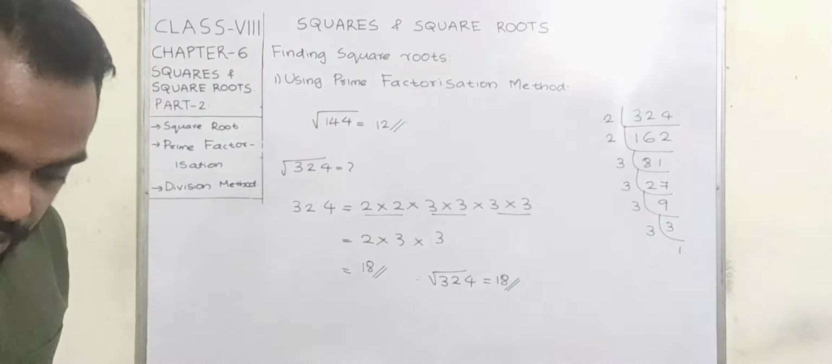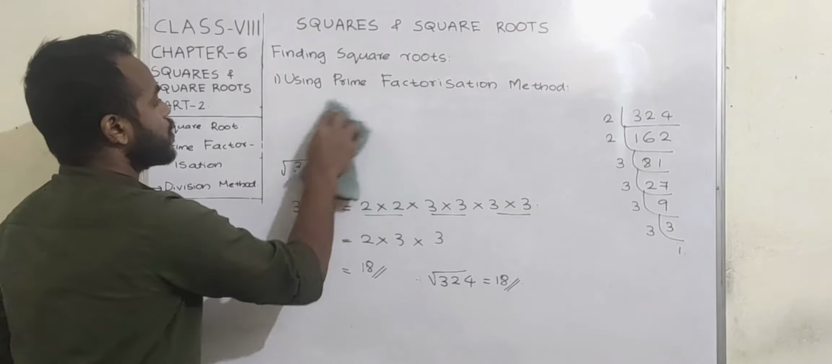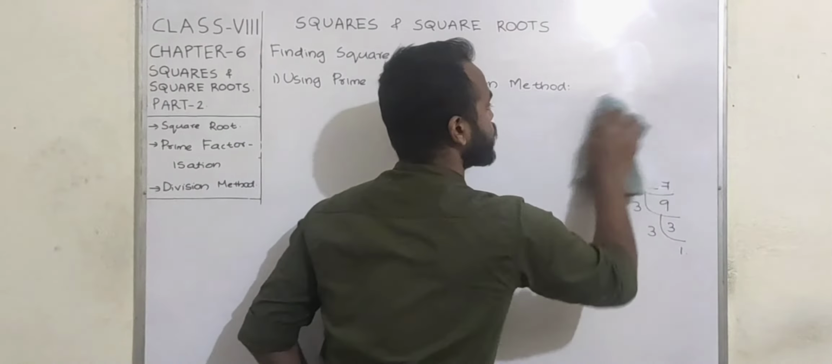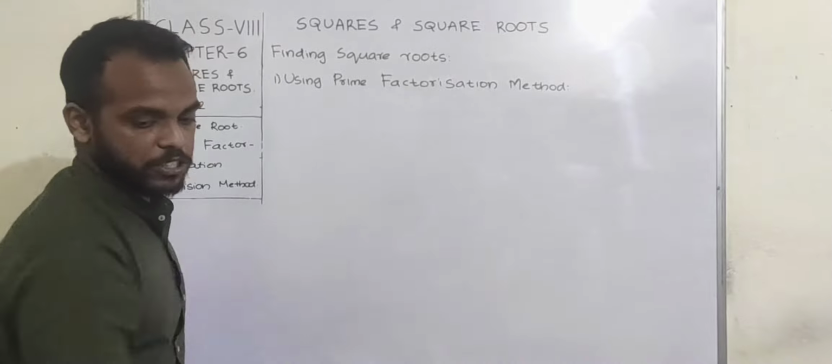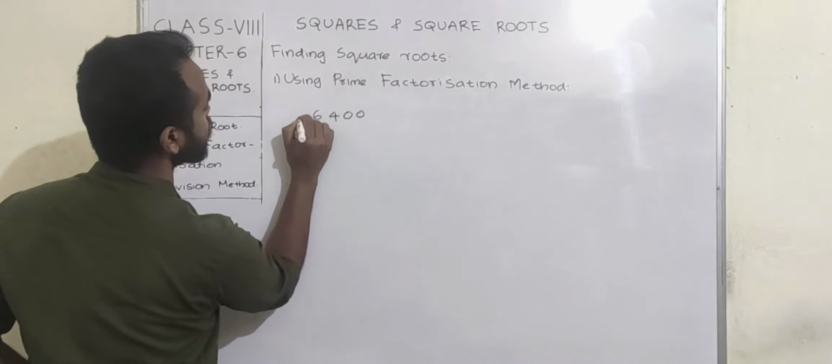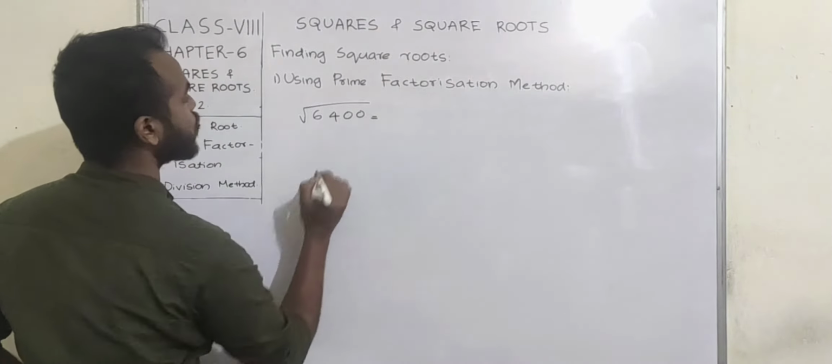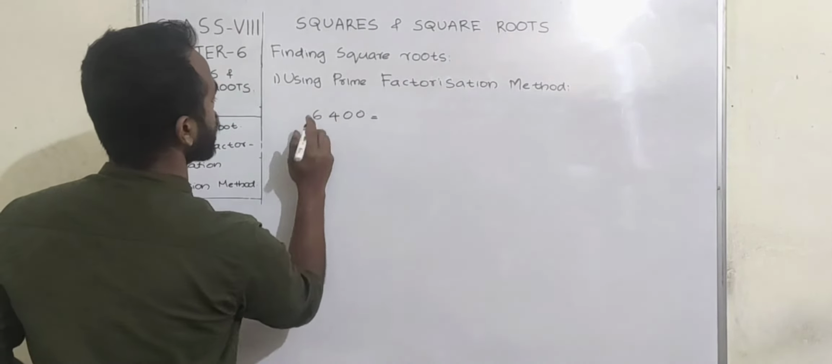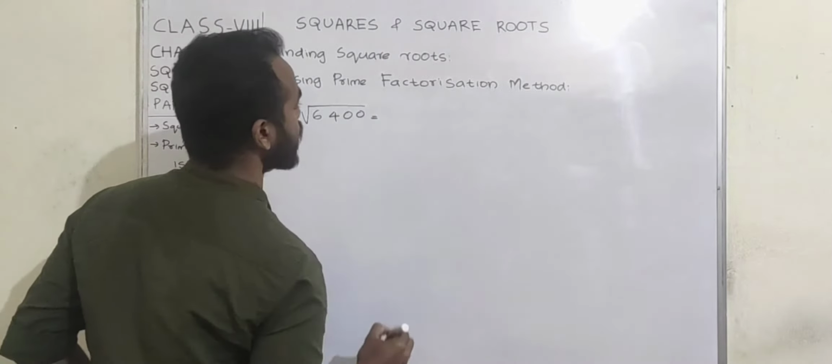Now let's go for some bigger number. This will be the last problem in this session under prime factorization. Let's see the root of 6400. We need to find this particular value. So let's try to do this one using prime factorization.